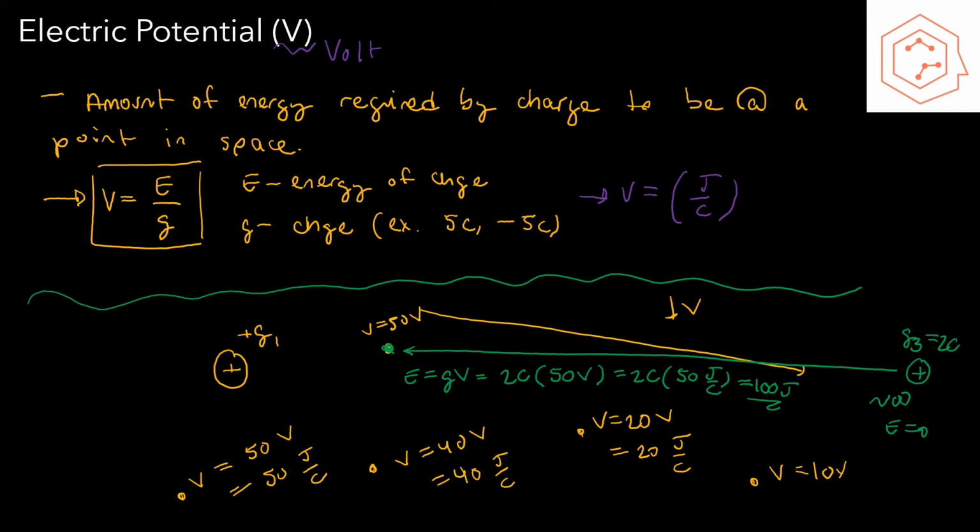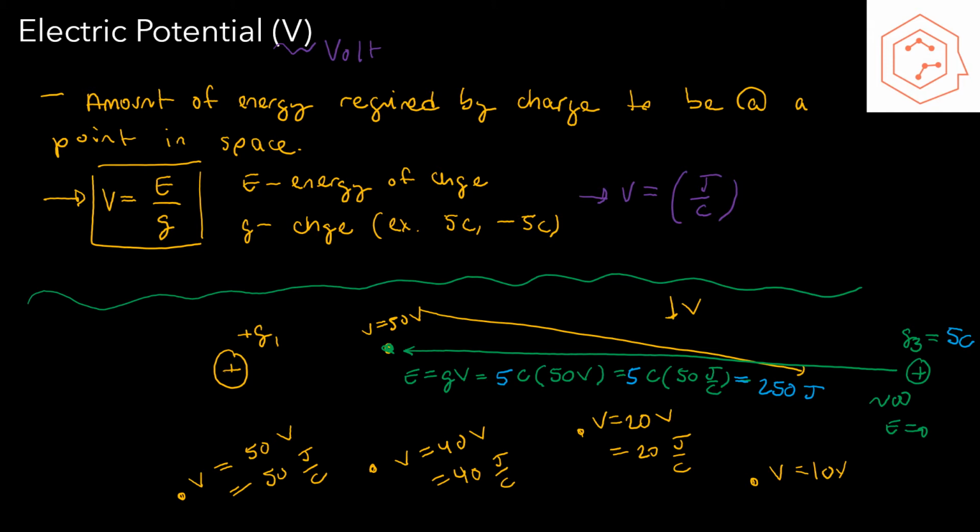Let's suppose that Q3 was, instead of 2 coulombs, 5 coulombs. Then I'd need 5 coulombs times 50 volts, which is now 250 joules to bring Q3 to this same point.